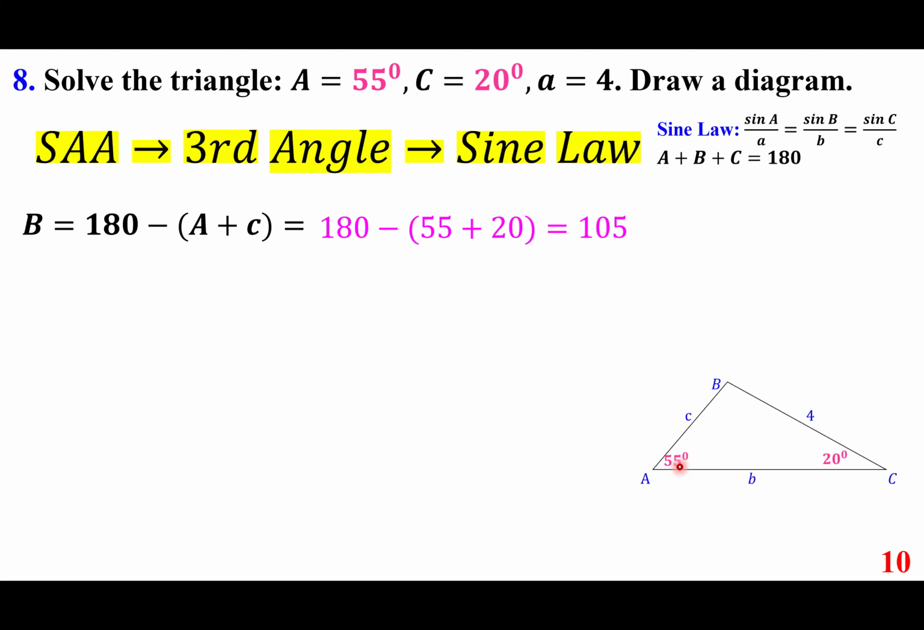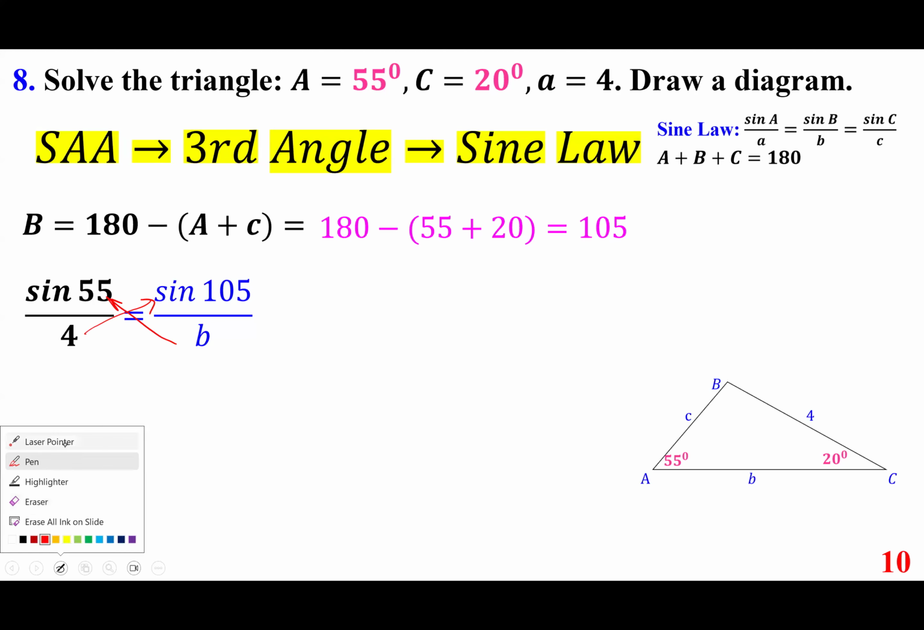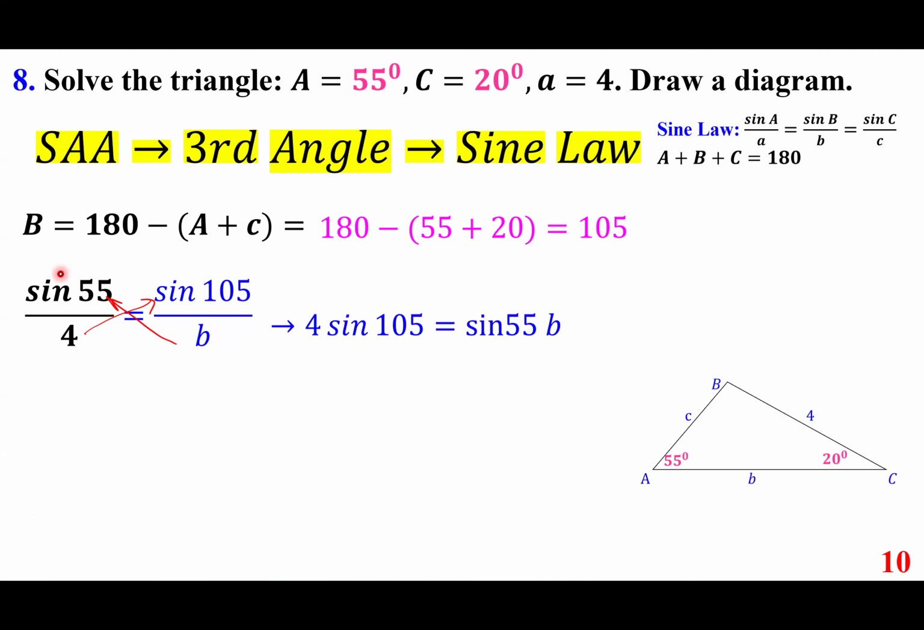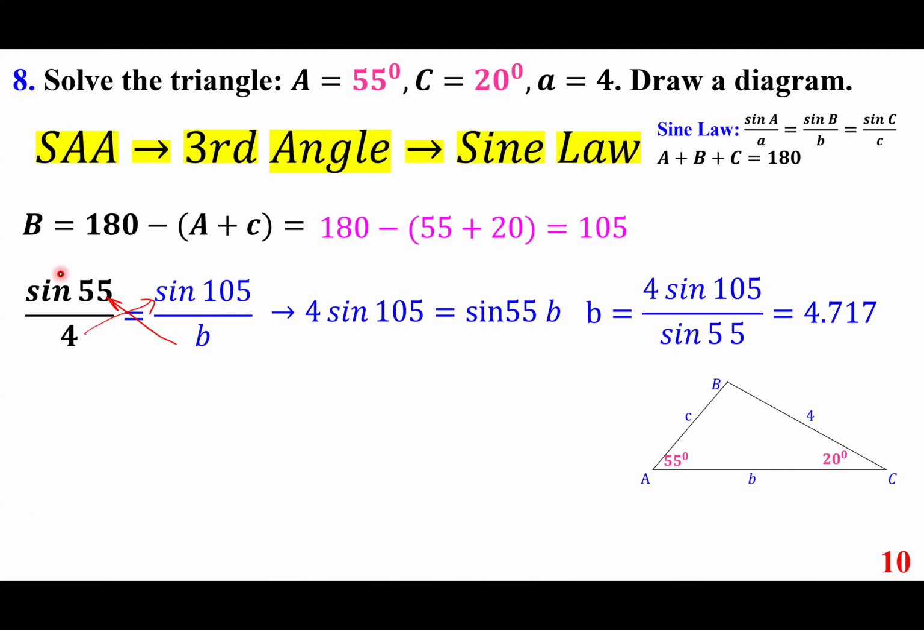So we use the sine law, and we have these two. So sine of 55 over 4 equals sine of any of them. It doesn't matter. Start with this one or this one, sine of 105 over B or sine of 20 over C, right? And so the product of these two and the product of these two are the same, which makes B the product of these two divided by sine of 55. And if you put it into a calculator, you end up with 4.717.